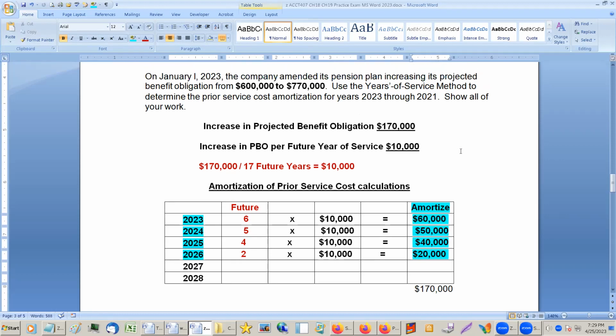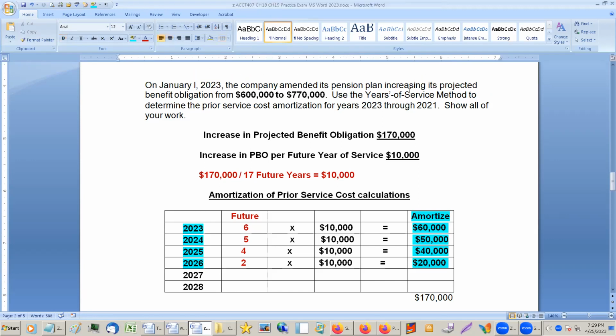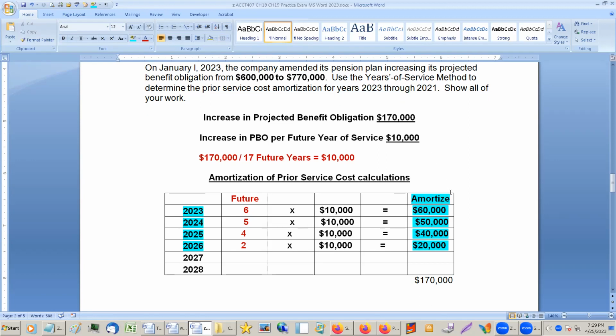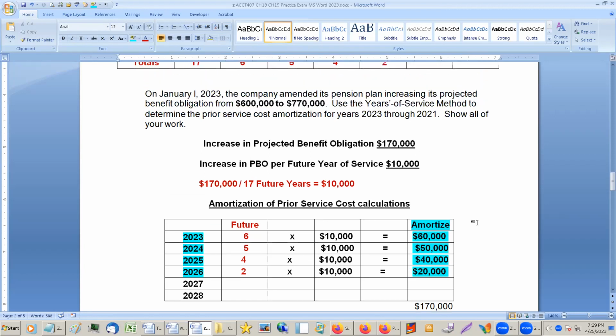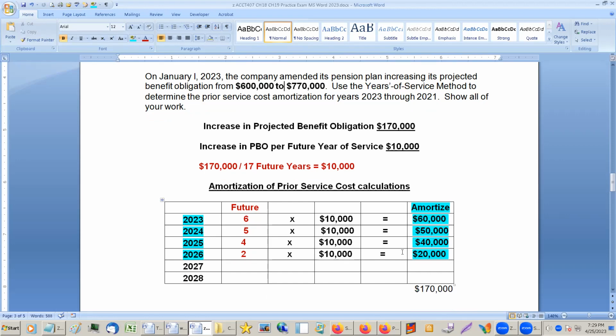And again, even though this goes for prior service, for something that happened in the past, the idea is that we're giving it to them now for future service. And it is possible these are negative. If there's a pension give back, like it was from 600,000 down to 500,000 or whatever, these could be negative amounts.